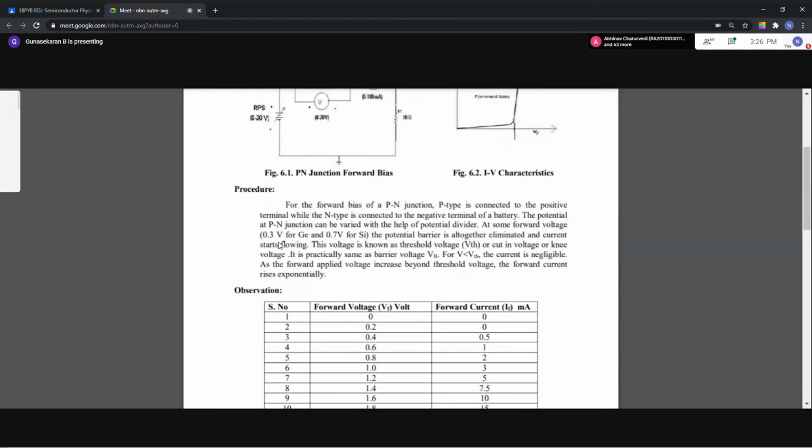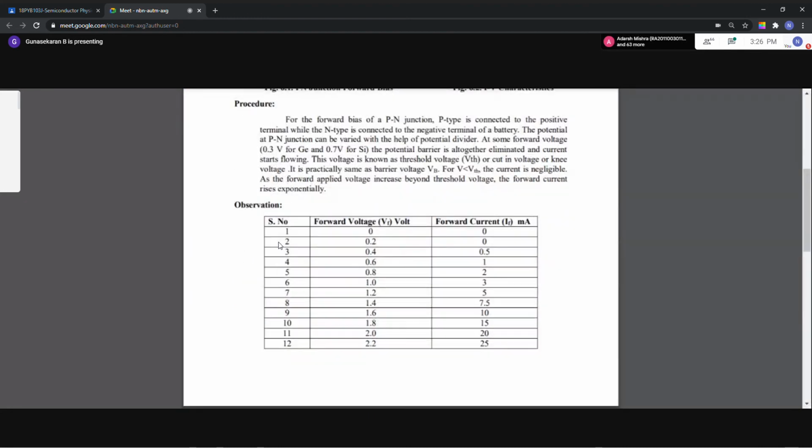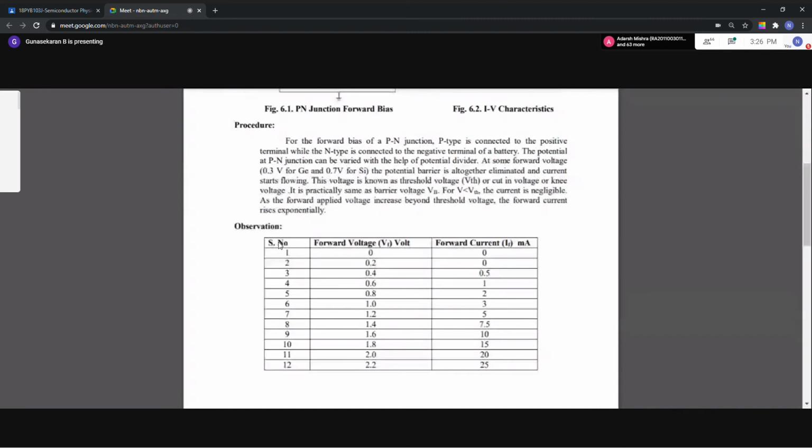Okay. And what about the y-axis? On the y-axis, 25 is the maximum reading. So you have to take 2, 4, 6, 8, 10 like that. Or if your graph sheet is very big, you take 1, 2, 3, 4, 5 like that, up to 25. Okay. Then based on that, you draw the graph. So by using both the readings, V and I, you draw the graph.